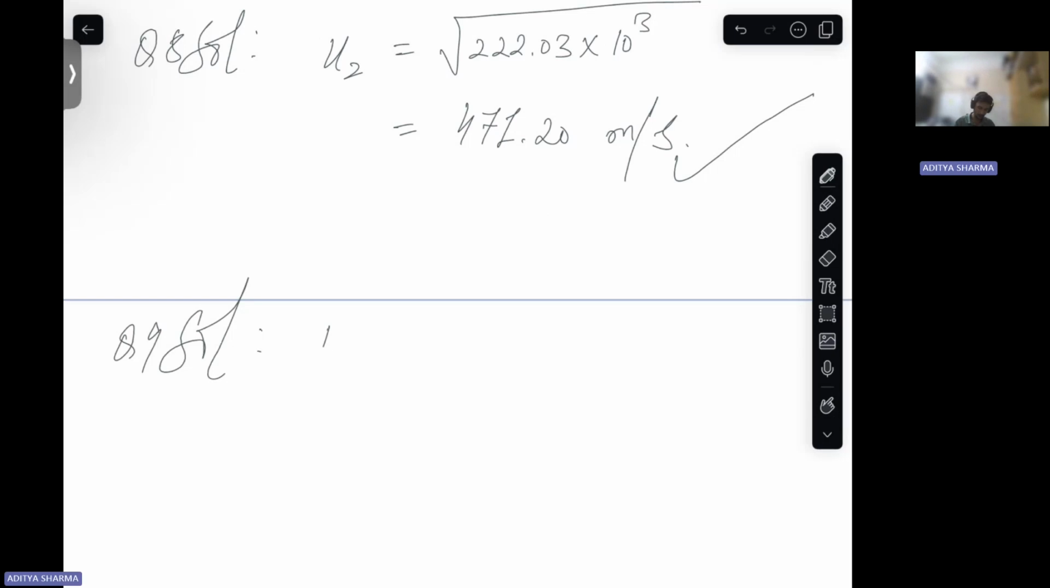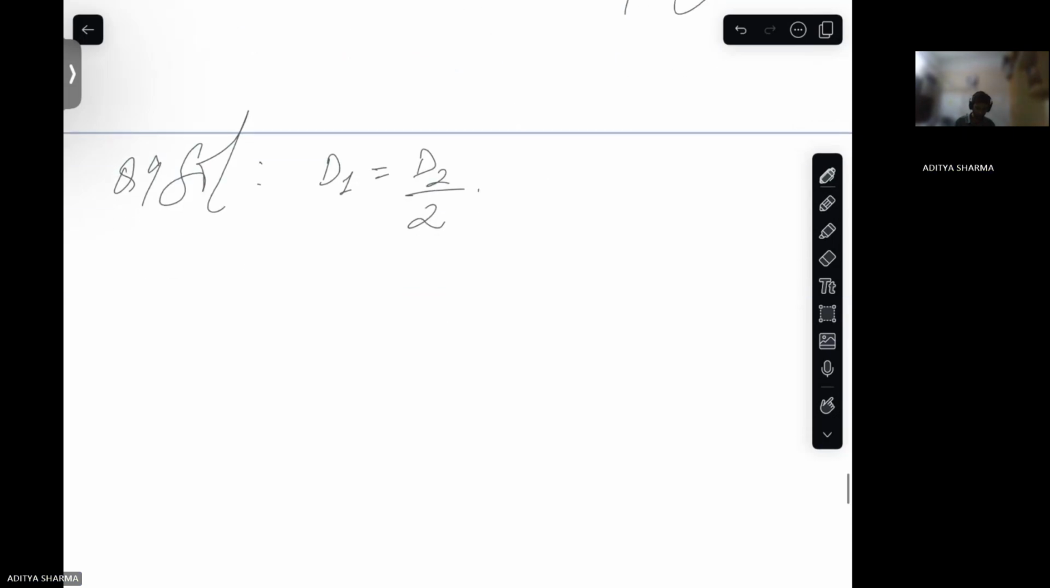So first of all, we know D1 is D2 by 2. Now we need to find out D2. So how do we find out? We will use this expression for U2. For D2, we can use this.